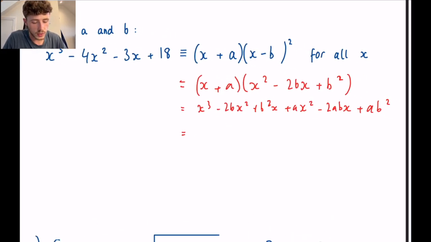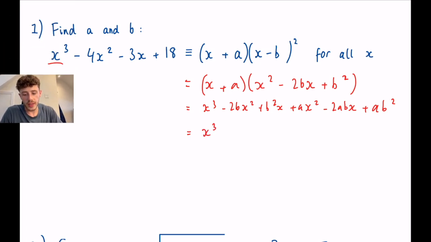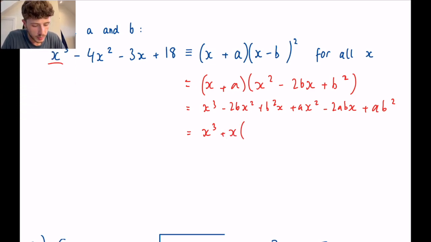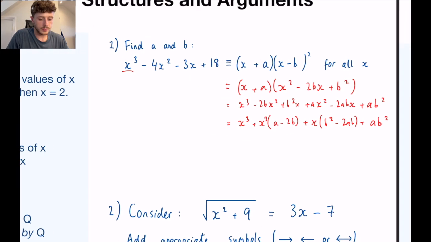So what is handy to do here is just collect up all the different x terms that we have. So x cubed is a standalone. As you can see over there, the x cubed, nothing changes with that. If we look at the x squared terms next, we've got one here and one here. So we can collect those two and have a minus 2b. Hopefully that makes sense. And then we've got the x terms, which we can collect up. We've got b squared, and we've also got a minus 2ab. And then finally, just the single constant terms, we've got ab squared.